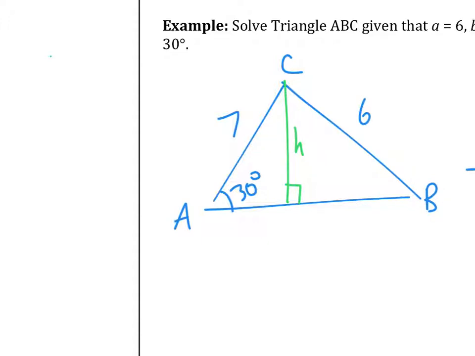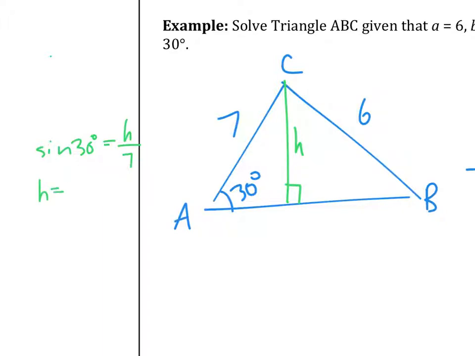Okay, again, we have a right triangle. I know this angle is 30. The opposite side is H. The hypotenuse is 7. What trig function do I use? Sine. So sine 30 degrees is H over 7.